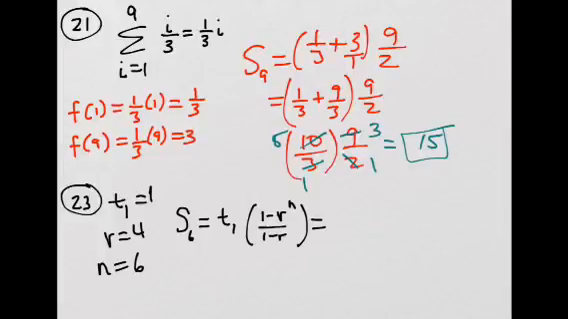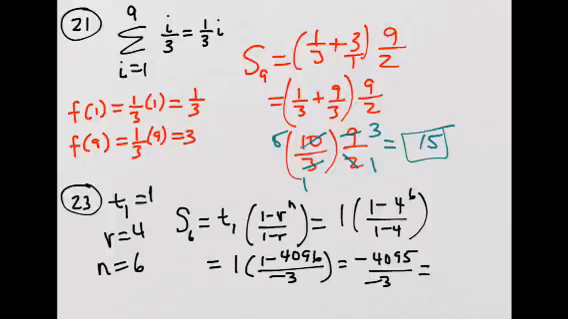Remember, t sub 1 is my a sub 1. It's my first number. So the sum of the first 6 numbers in the geometric series, you set up with 1 minus 4 to the 6th over 1 minus 4. And so you need a calculator to get 4 to the 6th. So that'd be 4,096, which you have right here. And then 1 minus that would be negative 4095, and then the bottom is negative 3. You divide it, and you get 1,365.